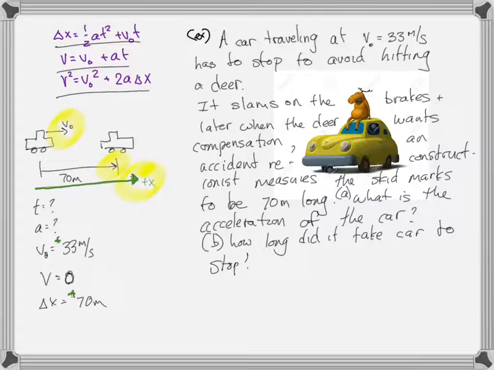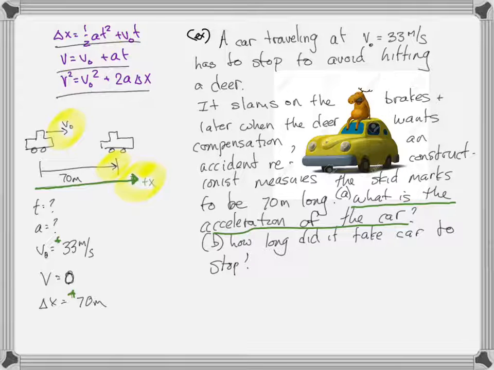Now what we do is we look at the relationships and choose the correct relationships in order to solve what we're looking for. The first question is, what is the acceleration of the car? So we can look at the equations and say, all three equations have the acceleration of the car. Hopefully I can just use one. I might have to use two.